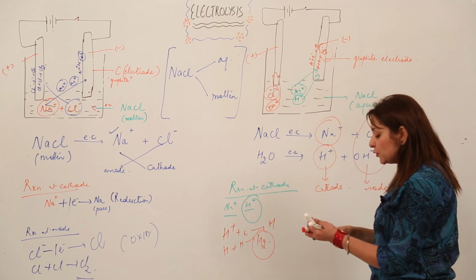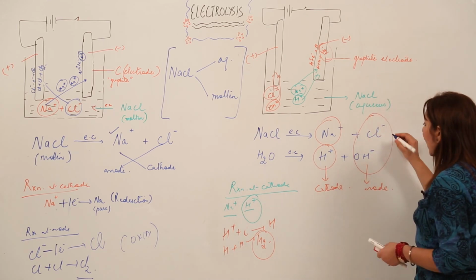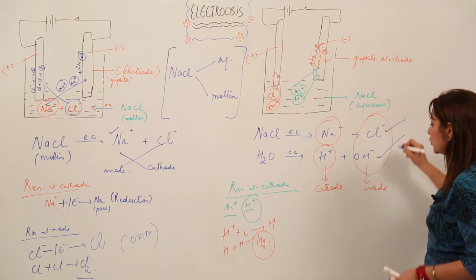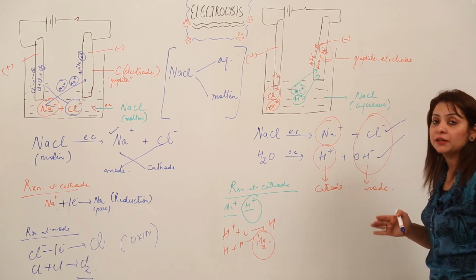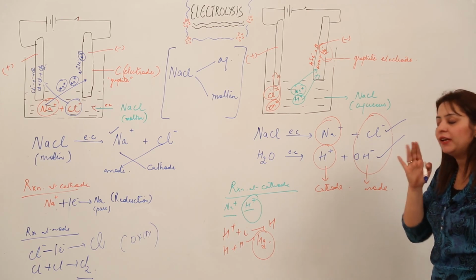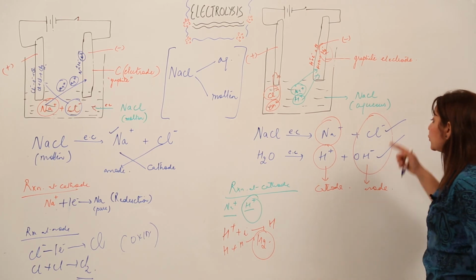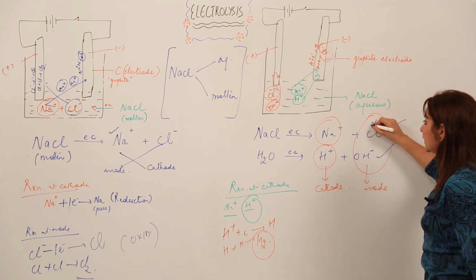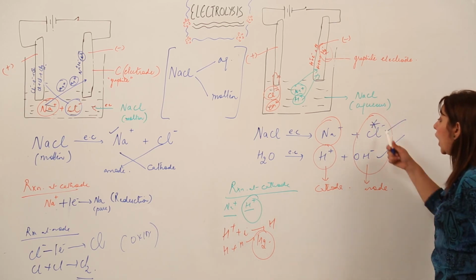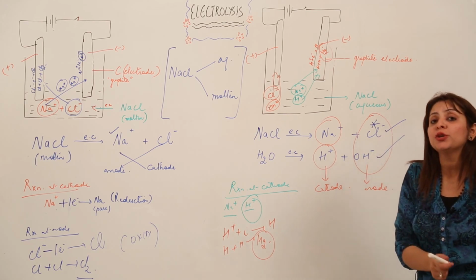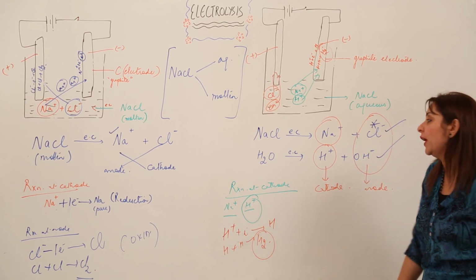And what reaction do we observe at the anode? As I have told you, these two ions move to the anode, and out of them, which has the lower electric potential or reduction potential? The chloride ion has the lower reduction potential. So out of these two ions, which is going to show oxidation? Obviously, it is the chloride ion.